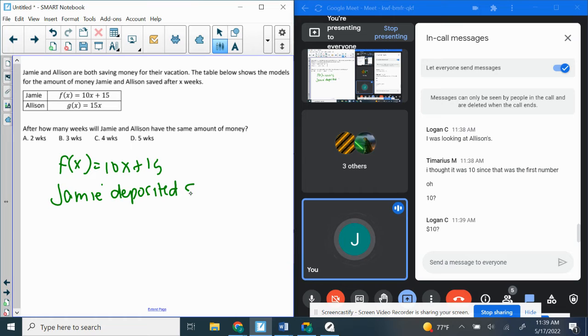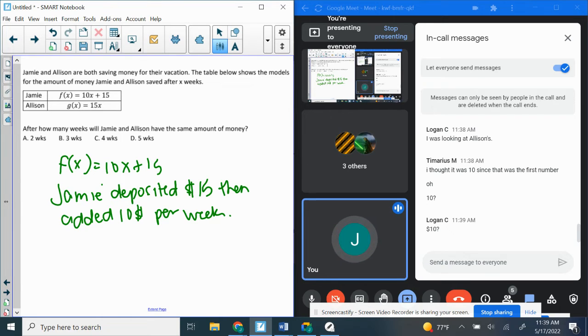or it could change up a little bit. $15, then added $10 per week to her account. Because it's per week, that per means it's your rate of change. It's going to increase by 10 every time she puts money in it.